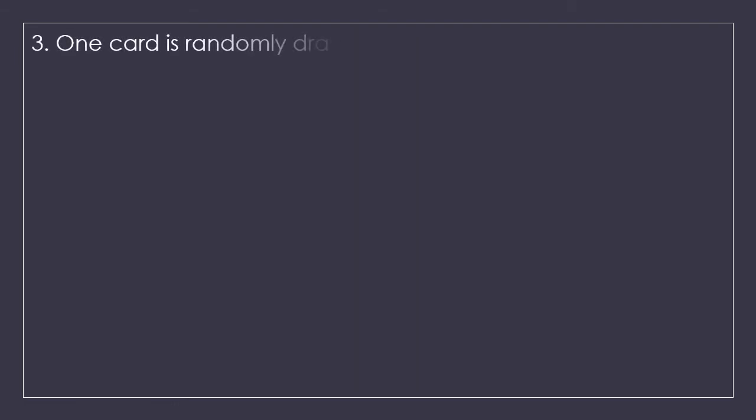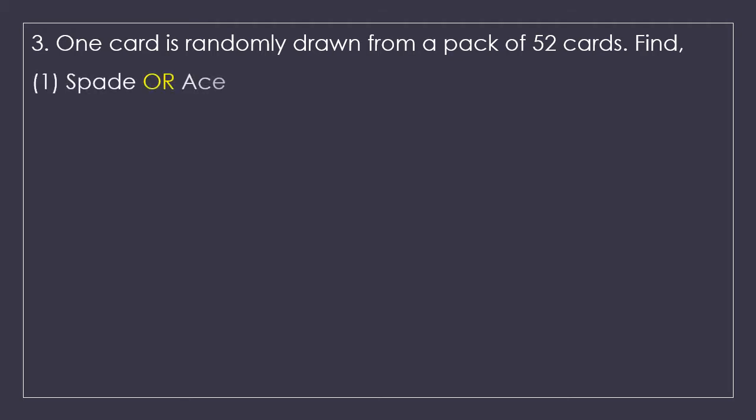Now this is a question where we might have to use the full calculation of union of events, that is the law of addition. One card is randomly drawn from a pack of 52 cards. Find, number 1, spade or S. That means the card drawn from the 52 cards is either a spade card or an S card.